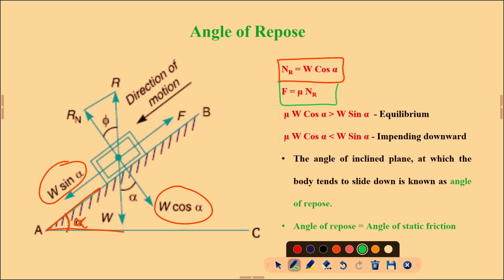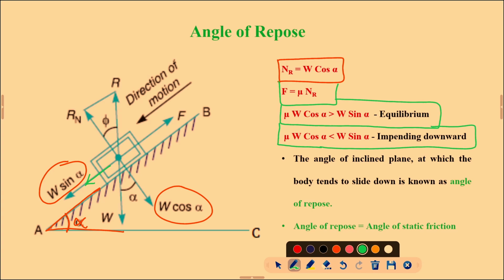And if your object is in equilibrium, how about the case where mu W cos alpha is greater than W sin alpha? It means this object will not move in this direction. So, what will happen where this is greater than this? This object stays on the inclined plane itself. If this mu W cos alpha is less than W sin alpha, what will happen?